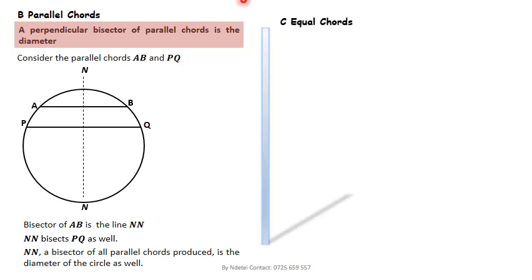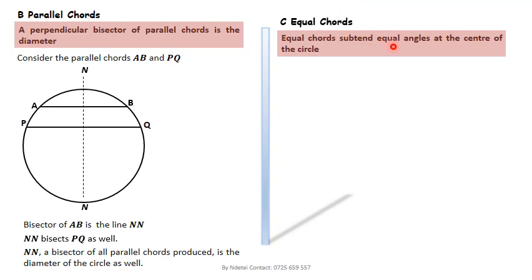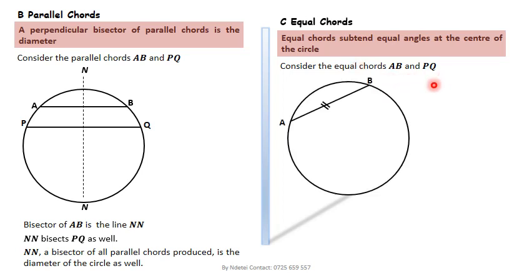Moving on to concept C, equal chords, we say that equal chords subtend equal angles at the center of the given circle. Now consider the equal chords AB and PQ. We have the circle there, we have the chord AB and the chord PQ. Now, if O is the circle center, we have an angle at the center subtended by the chord AB. We also have another angle at the center subtended by the chord PQ. So we have an angle like that, and we have another angle like that, subtended by the two chords AB and PQ respectively.